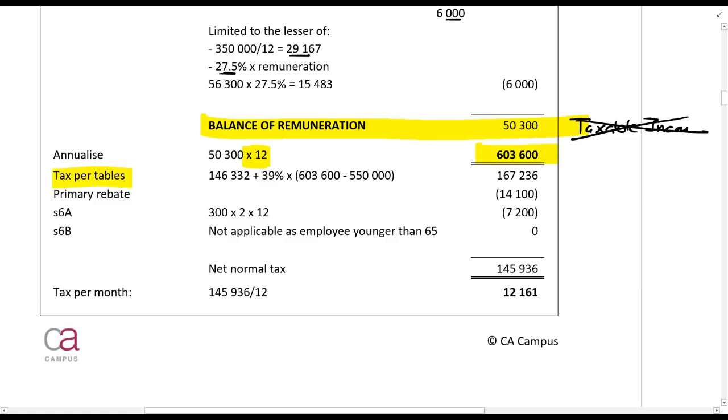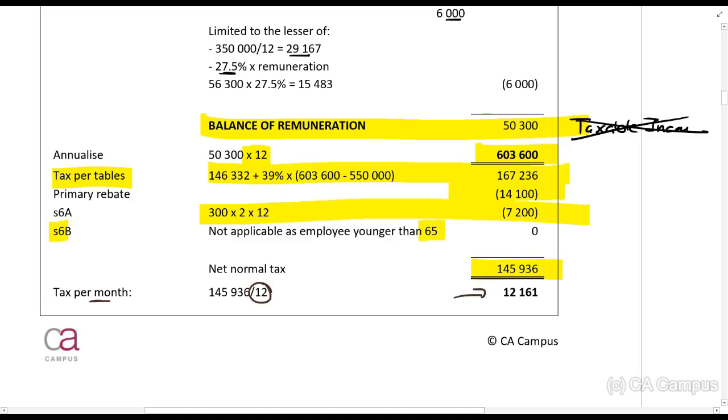You then go to your tax table, your primary rebate, and secondary rebate, and tertiary rebate, all of those are applicable. Section 6A, right, if the employer is aware of the fact that you're contributing to a medical aid. Section 6B, if the employee is 65 or older. That gives us the tax that we expect for the year. So then the tax that we expect per month, we just divide it by 12. So it's basically the opposite of what we did over here when we annualized it. And that is the employee's tax for the month of March. This is how much would be withheld on the employee's payslip.